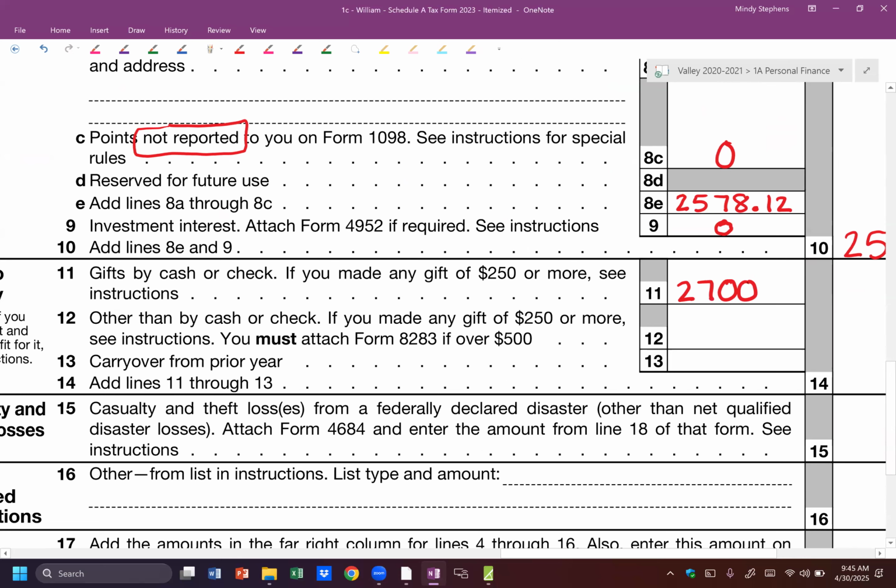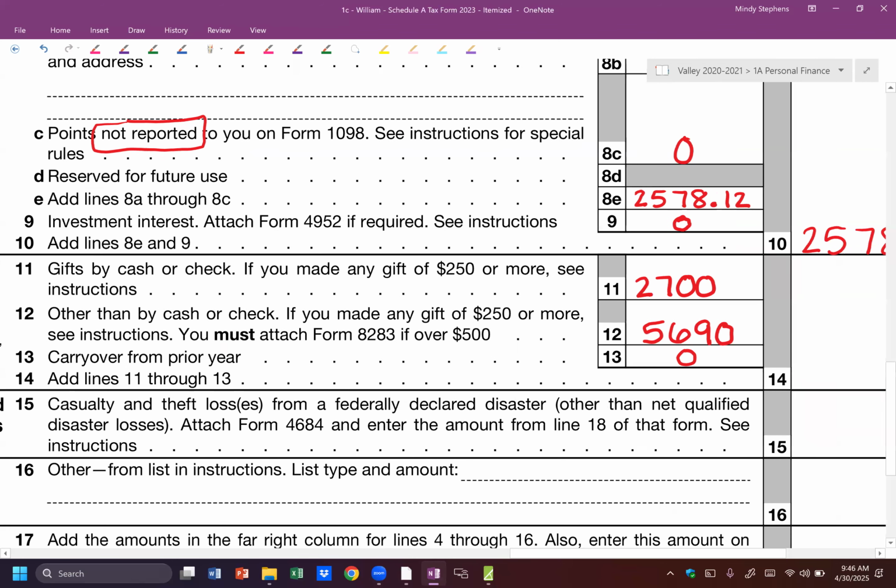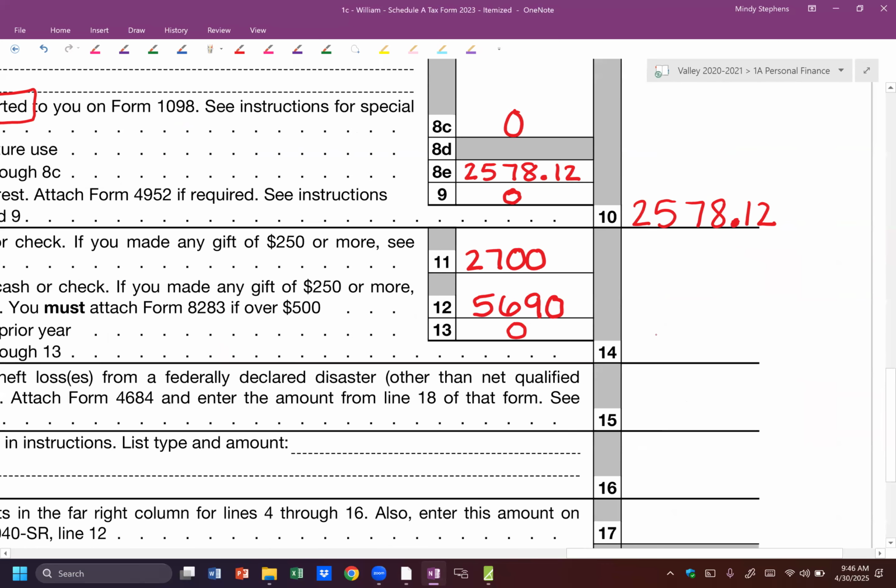12 is other than by cash. So this would be the value of gifts donated to Goodwill, where he's donating things to Goodwill. So that was $56.90 on your other paper. So that kind of gets rid of our entire list. We should have everything checked off now. 13 says carryover, which we don't have anything that says carryover. 14, add 11 through 13 together. So if I add those all up, I'm going to get $2,756.90 for that one.